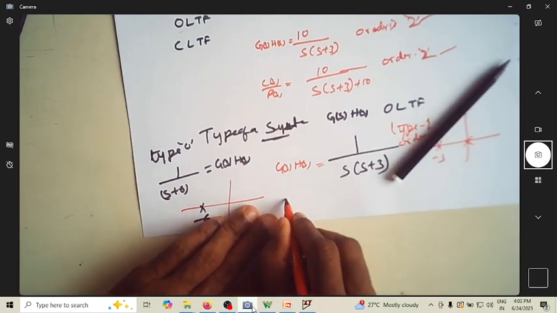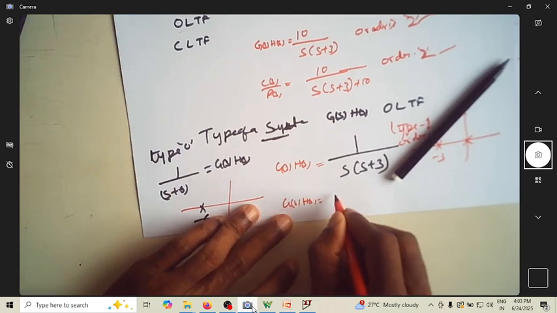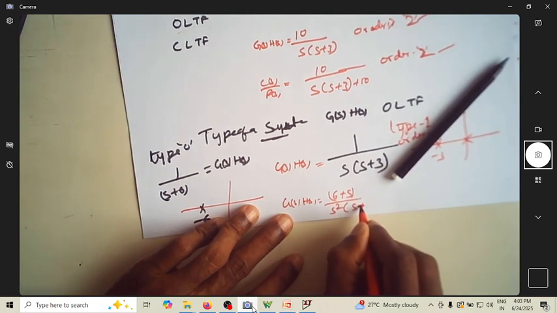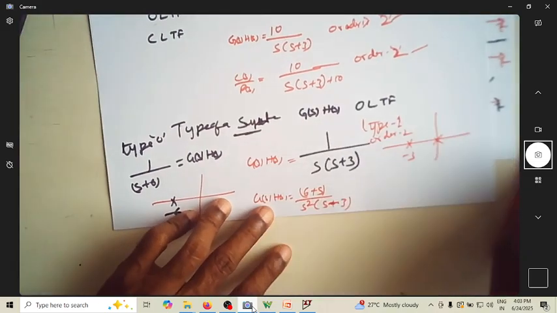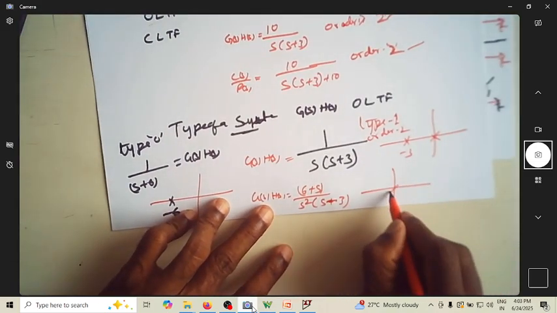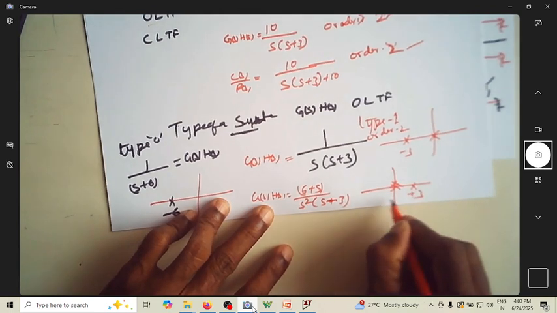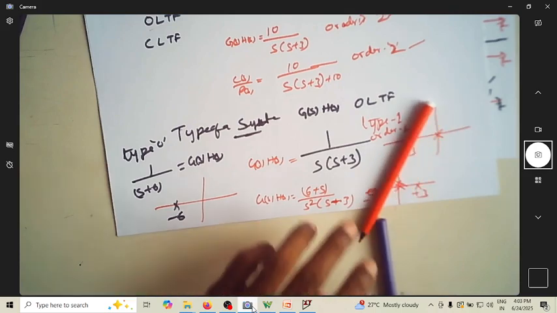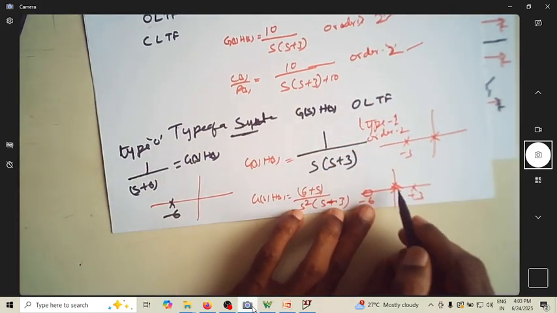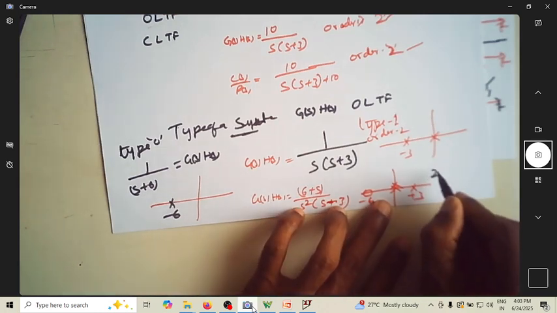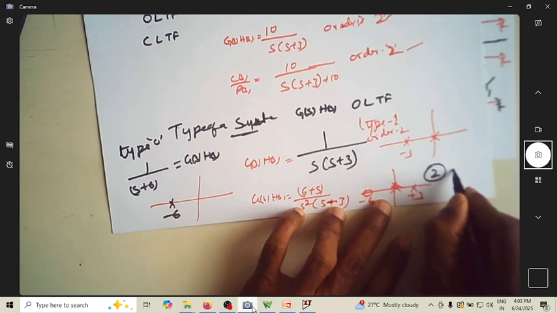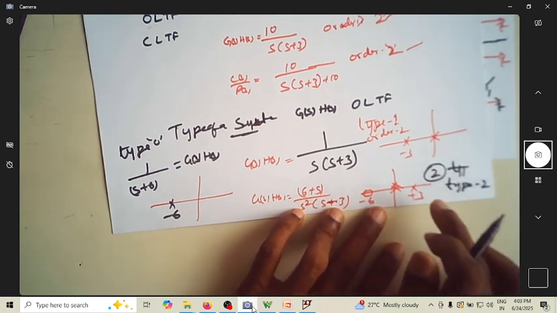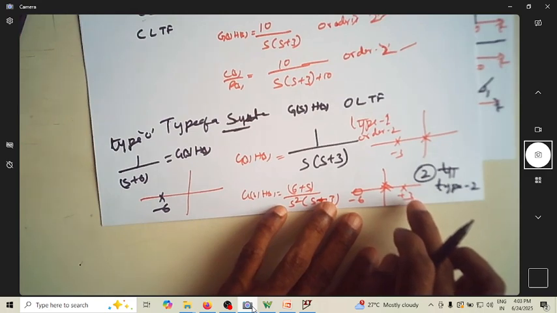Assume that you have a transfer function G(s) H(s), which is nothing but (6 plus s) over s square times (s minus 3). How do you represent the poles and zeros? Here you have two repeating poles at the origin, one at plus 3, and a zero at minus 6. How many open loop poles are there at the origin? There are two. So I can say the type number of the system is 2. This is a type 2 system.